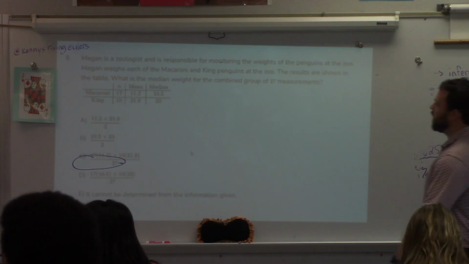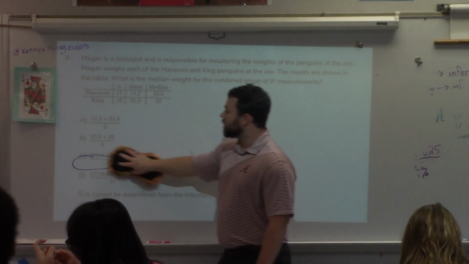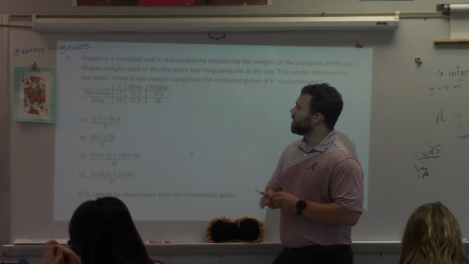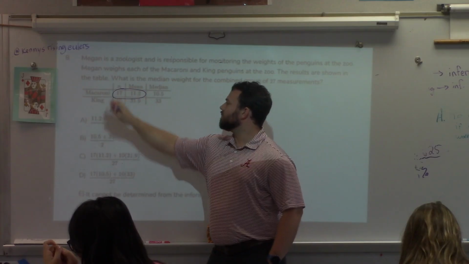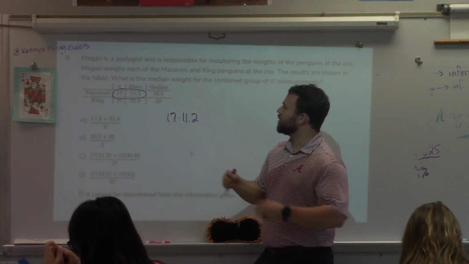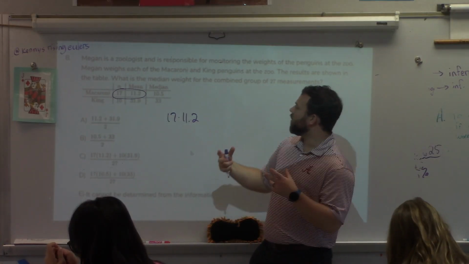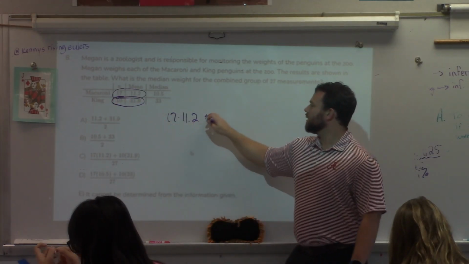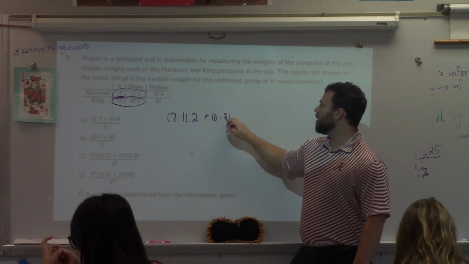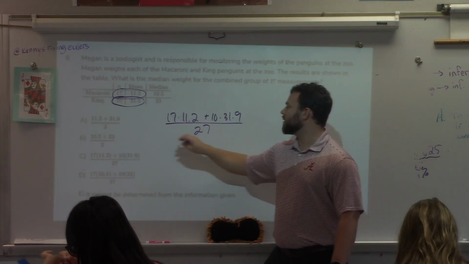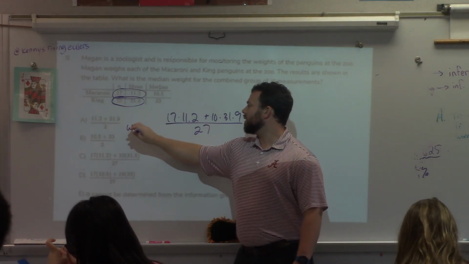Yeah. So you could do the mean, because here's the thing. We know that the mean of these 17 is 11.2. So if I do 17 times 11.2, that's the total weight of all the macaroni penguins. If I do 10 times 31.9, that's the total weight of the king penguins. And then I have a total of 27. So that is called a weighted average.